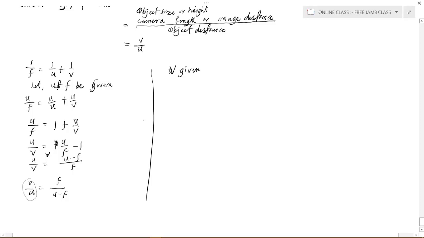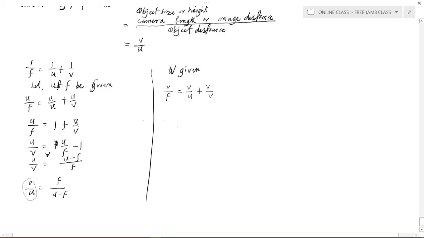So I'll just use my formula here straight and get my answer: F over U minus F. Here, if V is given, you multiply 1 over F, so V over F equals V over U plus V over V. Why did the 1 change to U?